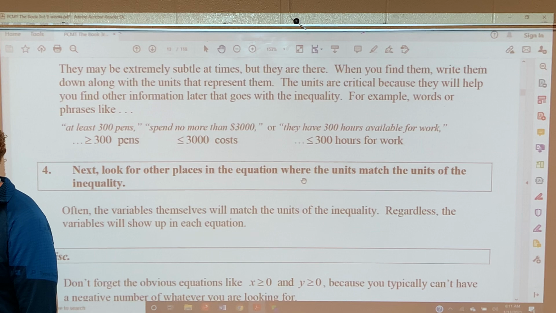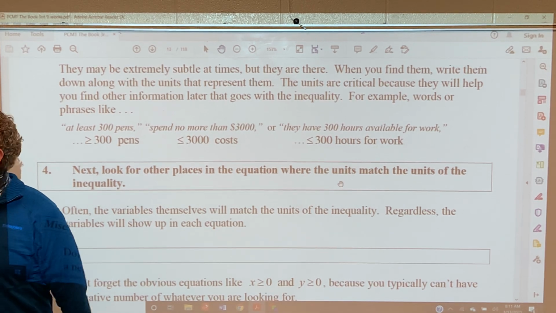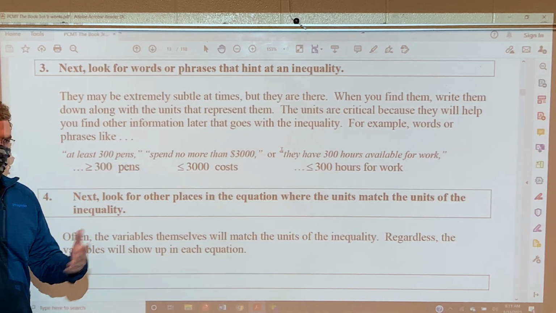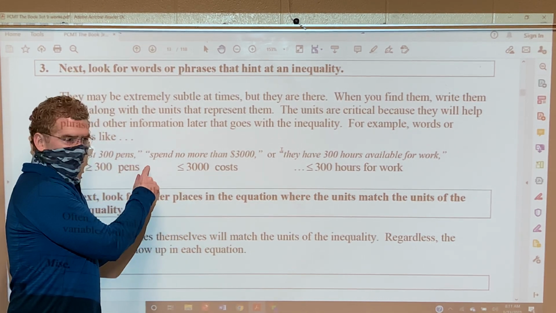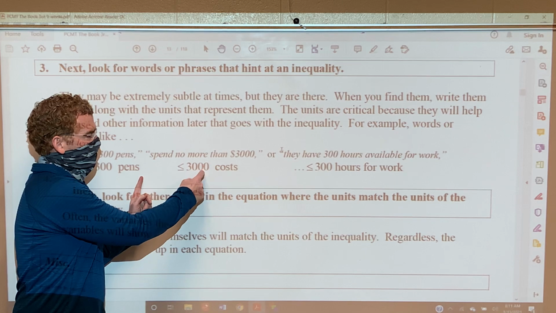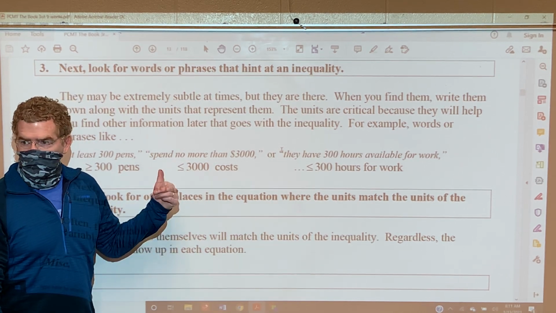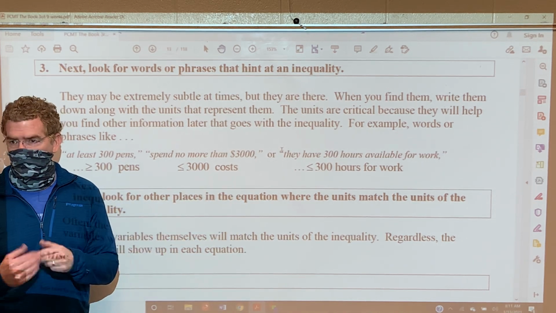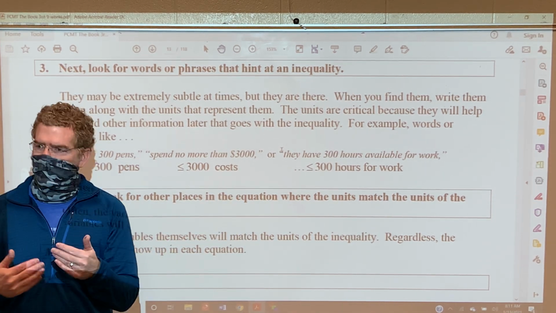And then I said look for places in the equation where the units match the units. Bottom line is, if X stands for trucks and Y stands for cars, and I have X plus Y less than or equal to 3,000, it doesn't make a lot of sense. Vehicle plus vehicle equals cost. There would have to be something else going on in there. And when I show you what I'm talking about, you'll go, oh, that does make sense.